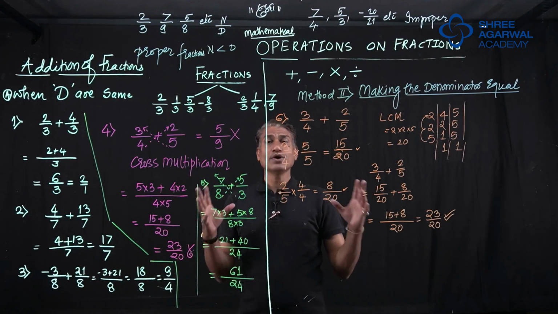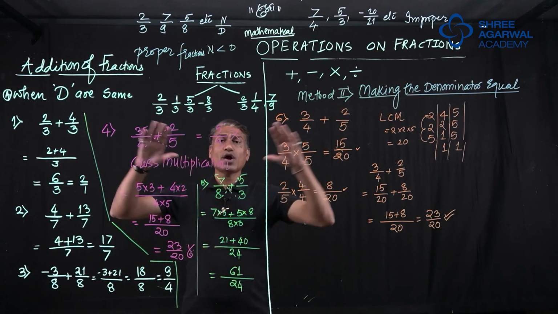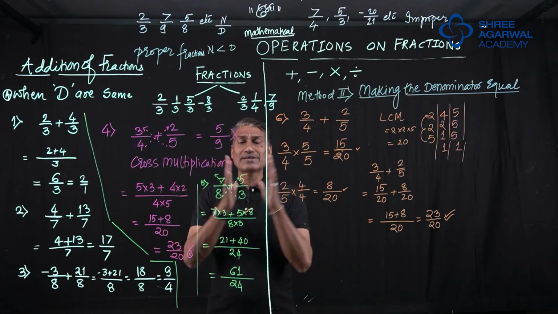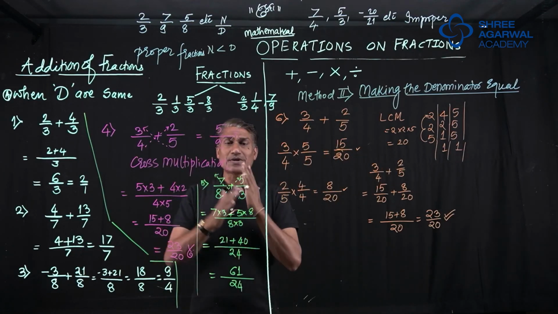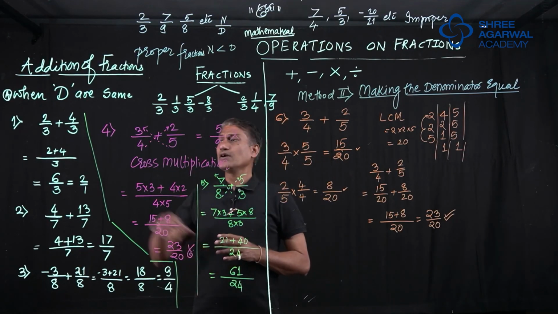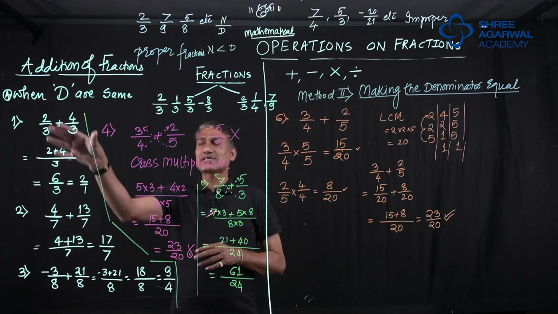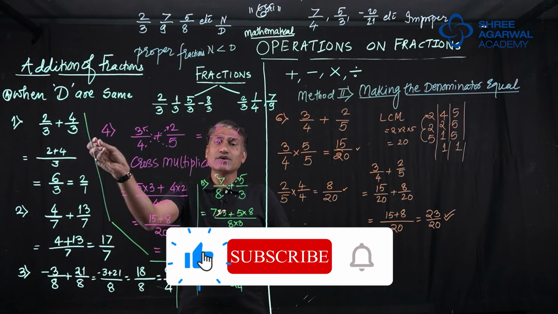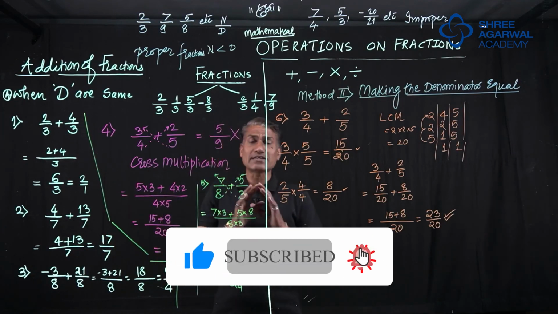I hope you understood today's session. You understood how fractions are to be added. Two methods we studied today, cross multiplication method and making the denominators same method. This method was already when the denominators are same. You have to simply add the numerators and keep the denominator same.